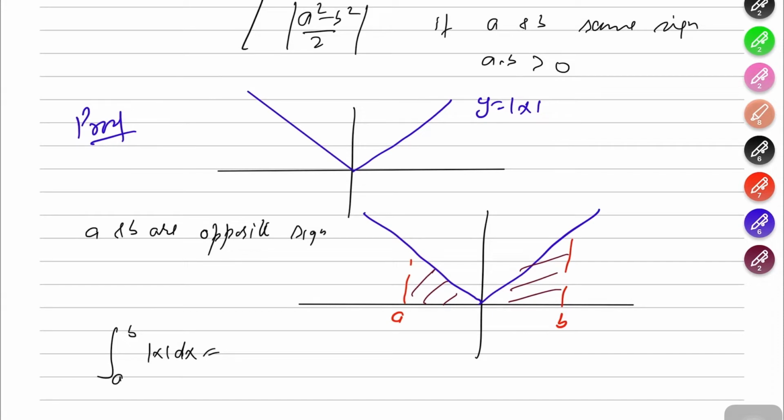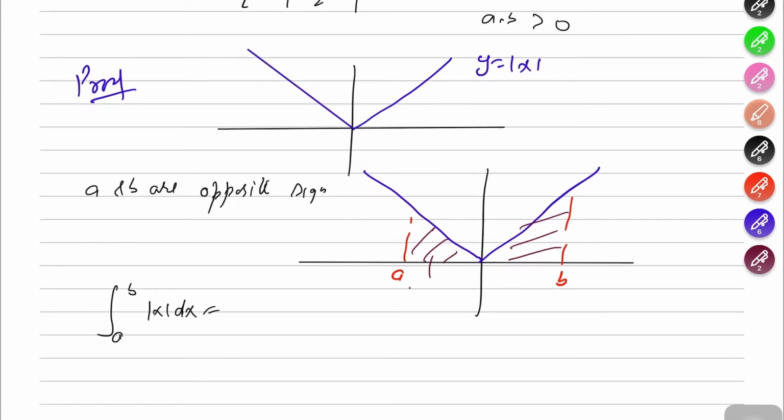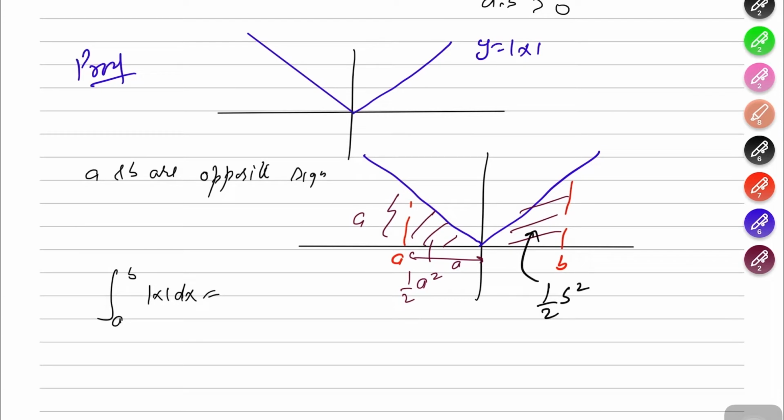Okay, the definite integration has a geometrical meaning, that it represents the area under the curve. So what is this? This is half a square, because this is the y equal to x line. So this part is a and this part is also a. Similarly, the area of this is half b square. That means overall the integration is half of a square plus b square.